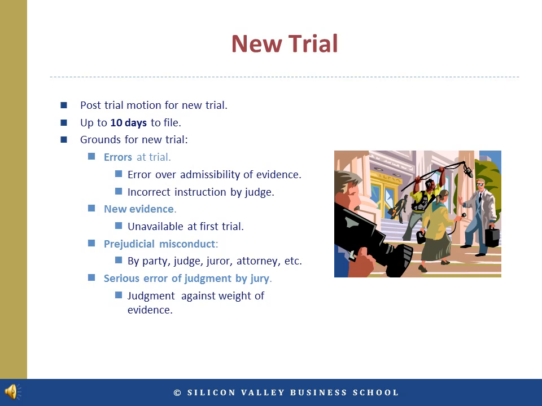If the judgment was against the weight of the evidence, the judge can overrule the verdict by making a judgment as matter of law. Alternatively, a new trial can be ordered where the facts are presented to a different jury.